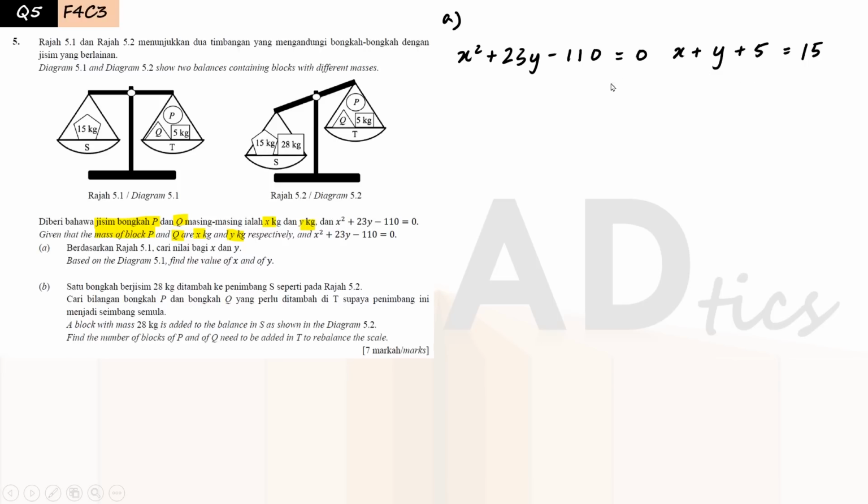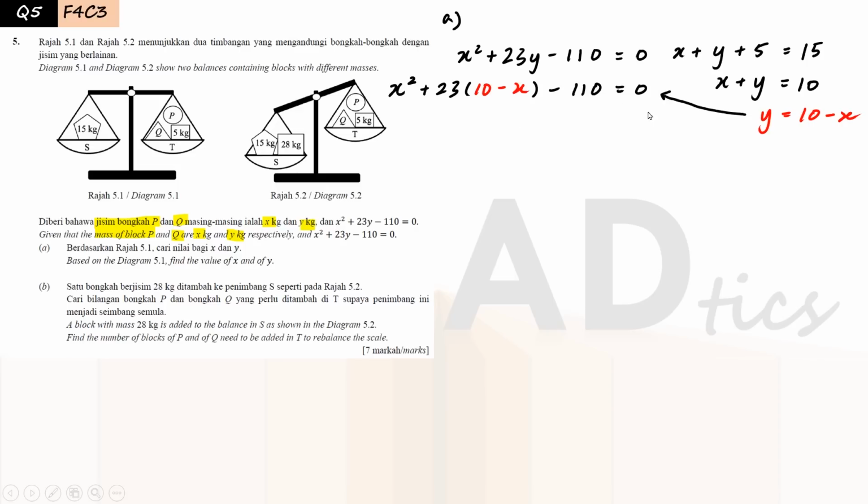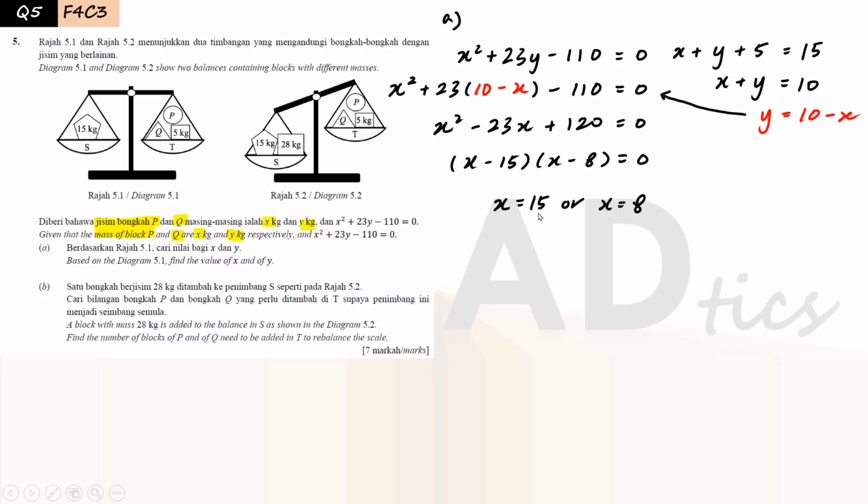What we are going to do now is use substitution, using the simpler equation and substituting it into the more complex equation. I'm going to rearrange this equation, moving the 5 to the right side and x to the other side, so y is on the left side. Then I substitute this into the first equation and simplify, and I get a quadratic equation. I factorize and use the calculator to find the two answers of x, which are 15 and 8.